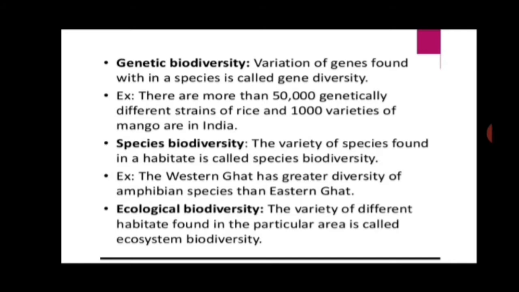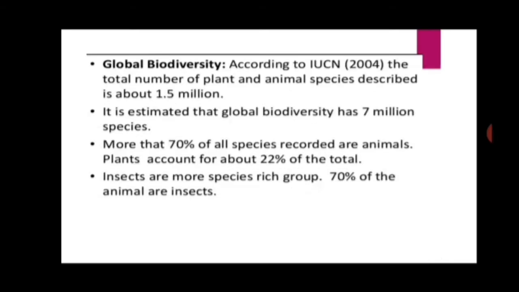Variation of genes found within the species is known as gene diversity. Example, there are more than 50,000 genetically different strains of rice and 1,000 varieties of mango present in India. This 1,000 variety is based on the genetic differences. Then species diversity. The variety of species found in a habitat is known as species diversity. For example, the Western Ghat has greater biodiversity of amphibian species as compared to the Eastern Ghat. And I already told you, the variety of different habitats found in a particular area are called the ecosystem or the ecological biodiversity.